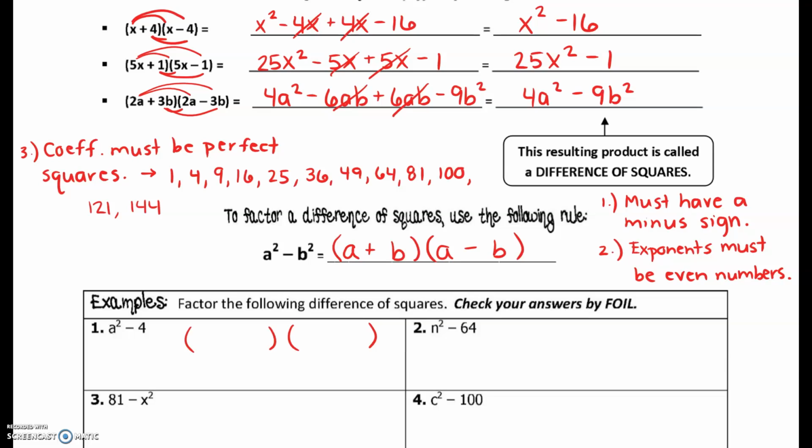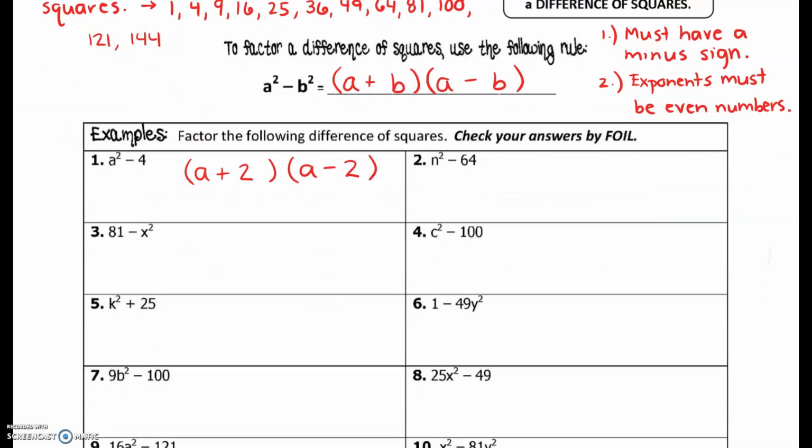The first term, a squared, will be factored into a and a. You will always use a plus and a minus sign, and then you will take the square root of 4, which is 2, and that number would be placed at the end of each parenthesis. What you should notice is if you were to FOIL this answer back and multiply a times a, a times negative 2, 2 times a, and 2 times negative 2, that you would get a squared minus 4 as the result. So again, you are breaking these expressions down into a product.